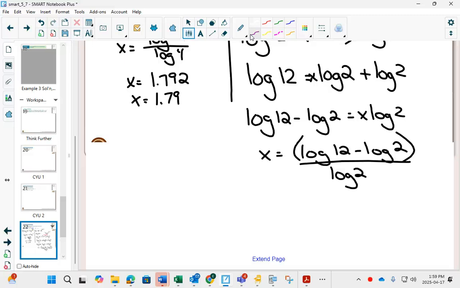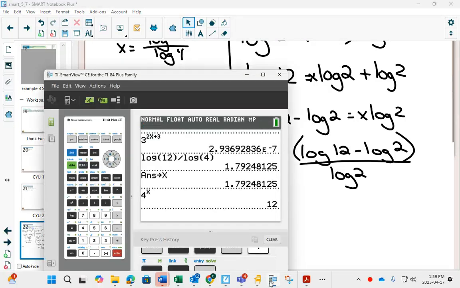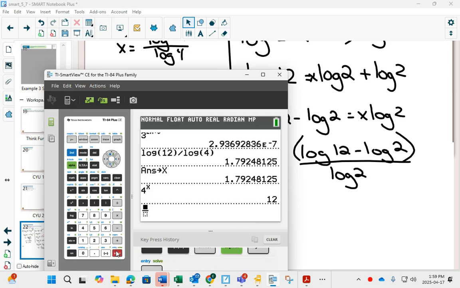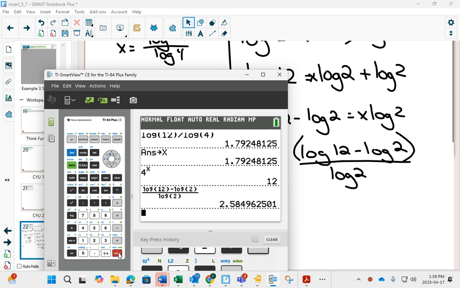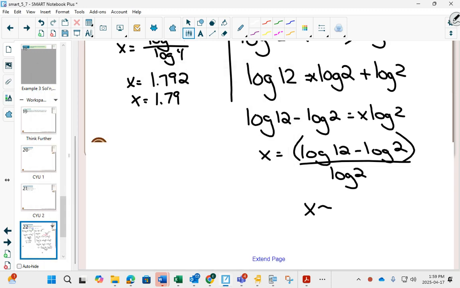So I look at this, I go to my calculator, go to my fraction button, and I type in log of 12 minus log of 2 divided by log of 2, 2.584. Thank you for reading it. 2.58 to the nearest hundredth.